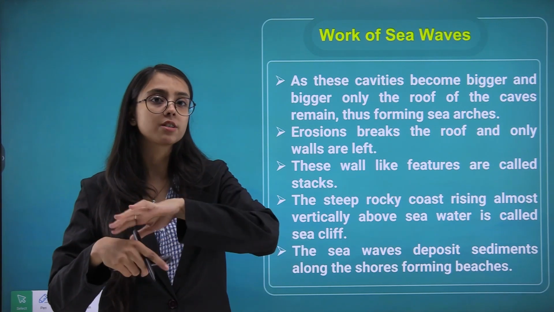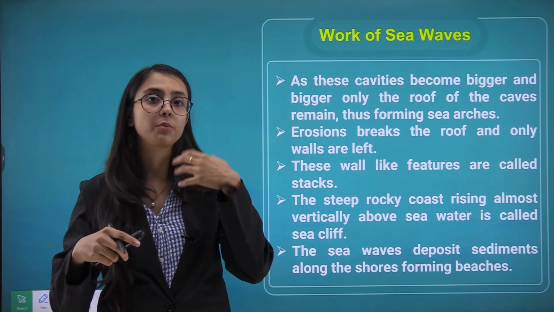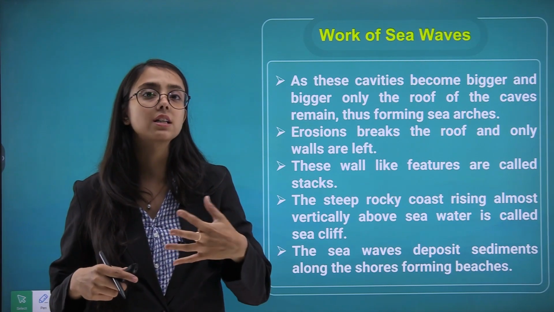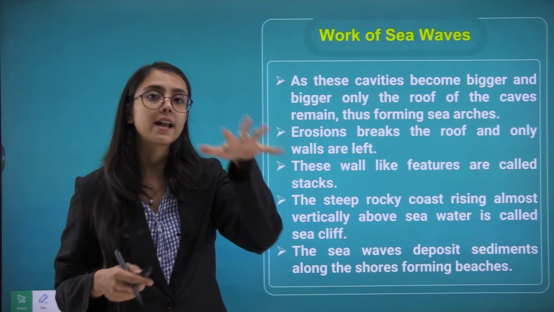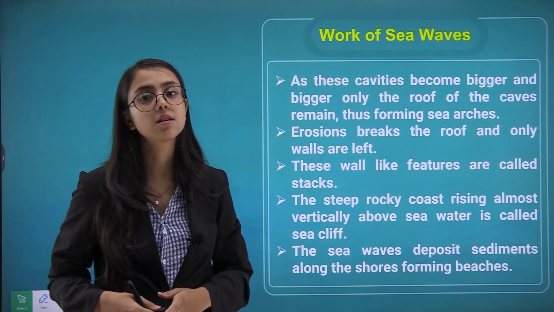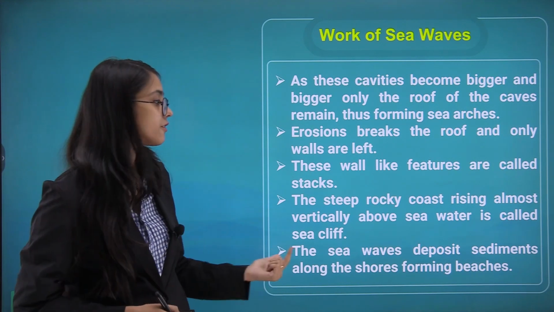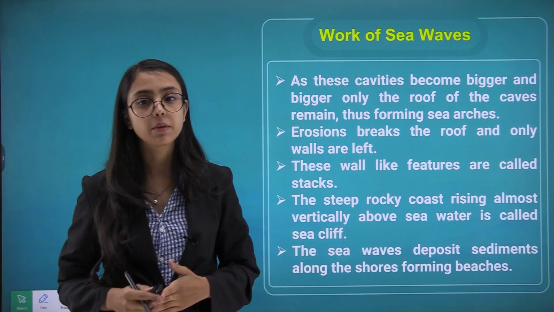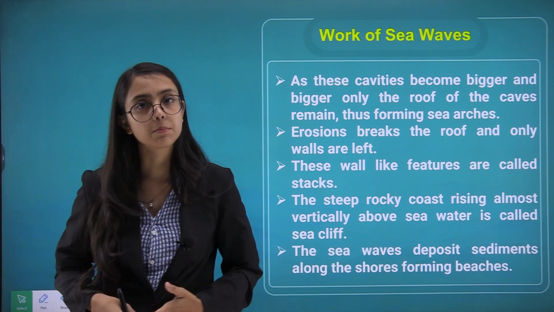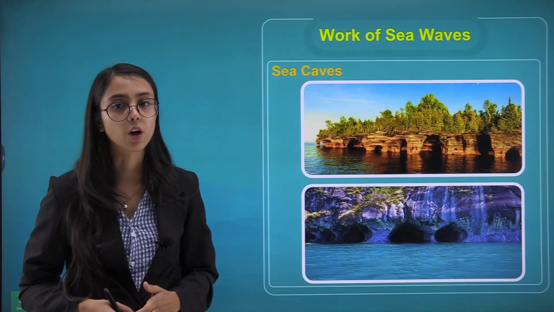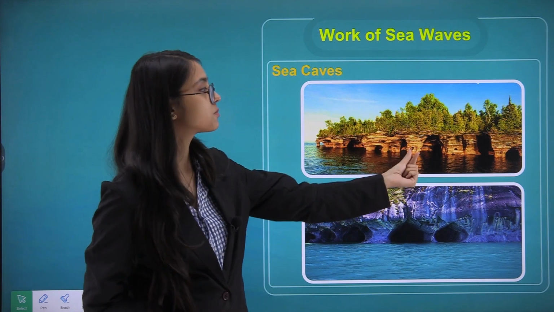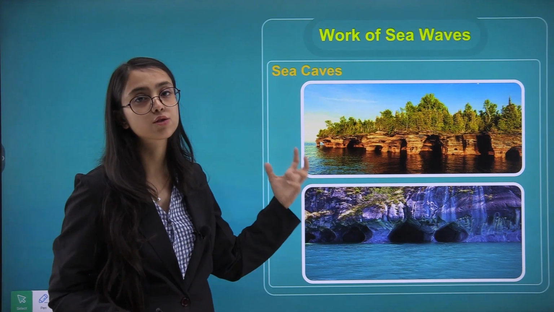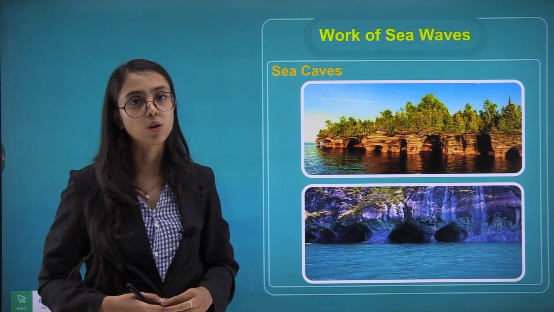As you observe, there is an arc which is formed by the sea waves and the erosion caused by them. The surface or the landmass above it is known as a sea cliff. The sea waves deposit the sediments along the shores, forming beaches. Now, here are some examples of sea caves. These are formed, as you observe, due to the erosion caused by sea water and waves.